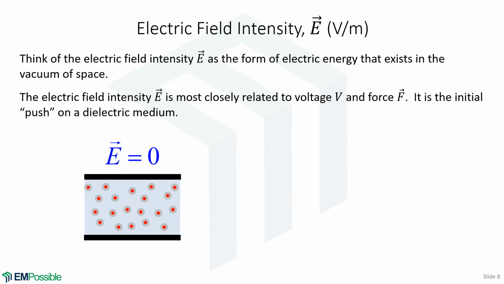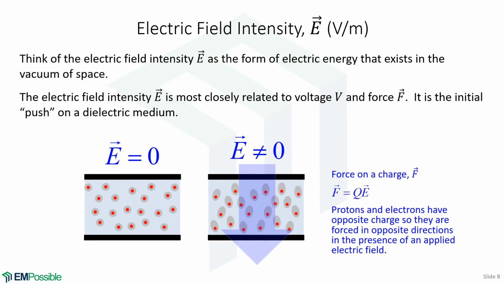So the electric field intensity, this is the form of energy that exists in the vacuum of space. We'll give it units of volts per meter. So clearly this is most closely associated with voltage from circuit theory. It'll also turn out it's most closely associated with force. It's the initial force that we would put on a dielectric medium that would displace these electron orbitals.